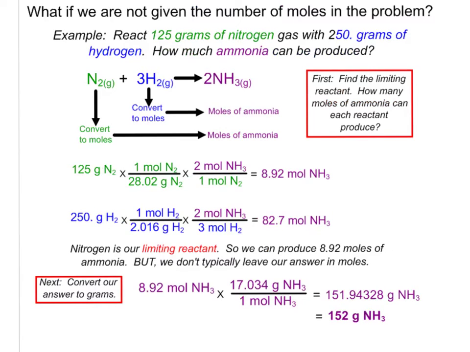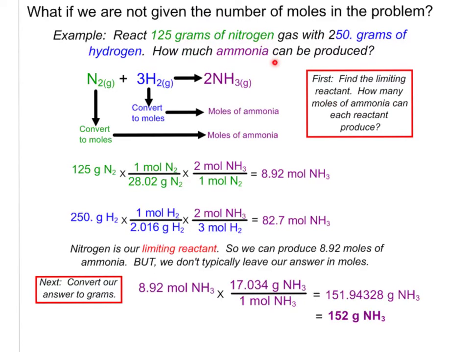What if we are not given the number of moles in the problem? What if we are given the number of grams of each of the reactants? For example, we have 125 grams of nitrogen gas, and this isn't quite color-coded, but 250 grams of hydrogen. How much ammonia can be produced in this case?